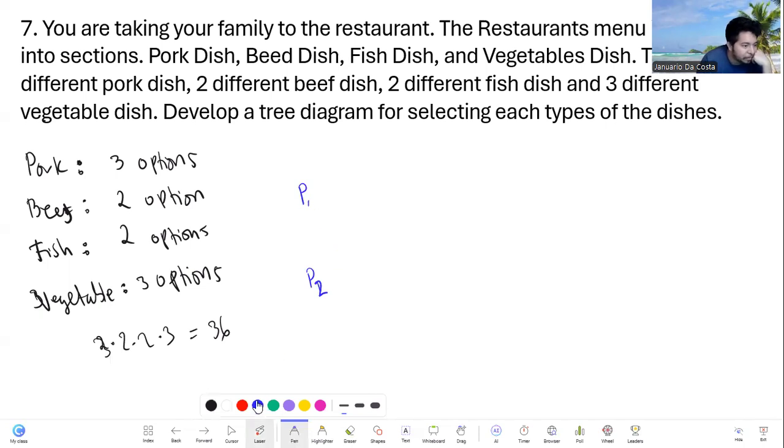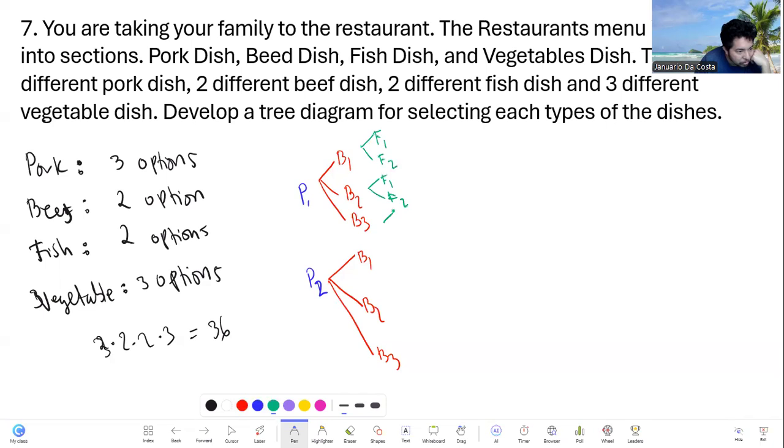And then after you select a pork dish, you are going to select a beef dish. Beef dish can be beef 1, beef 2, or beef 3. The same thing here. Beef 1, beef 2, beef 3. Now, after selecting a beef, you have two options of fish. Fish one, fish two, and the same for each branch.